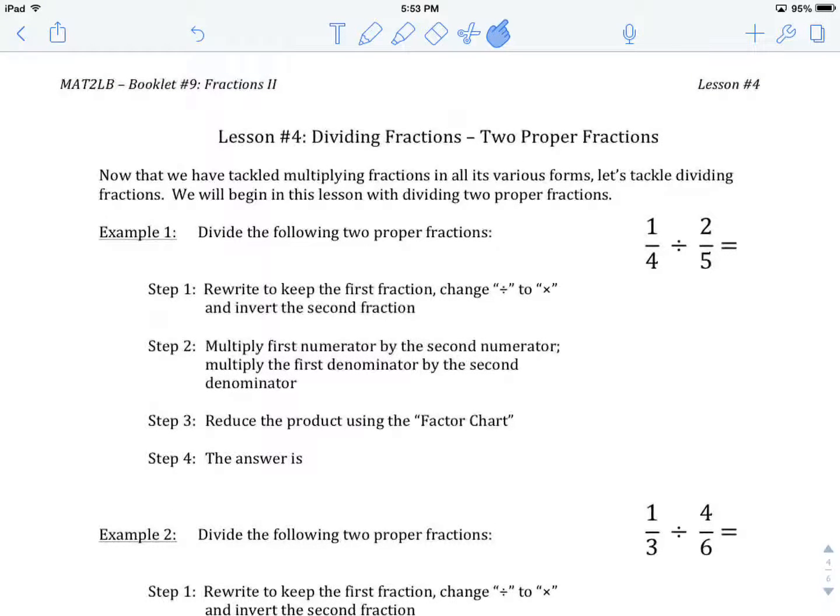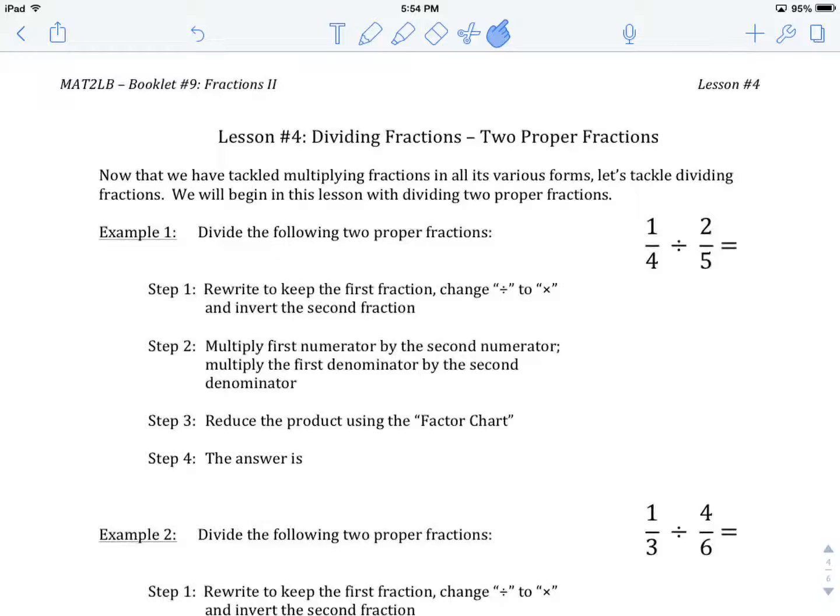Welcome to MAT 2LB, booklet number 9, fractions part 2, lesson number 4, dividing fractions to proper fractions. So here we are, we've completed 3 lessons on multiplying fractions, and you'll see shortly why we did multiplying fractions first, since we'll need the steps involved in multiplying fractions for dividing fractions. So without further ado, let's get to example number 1.